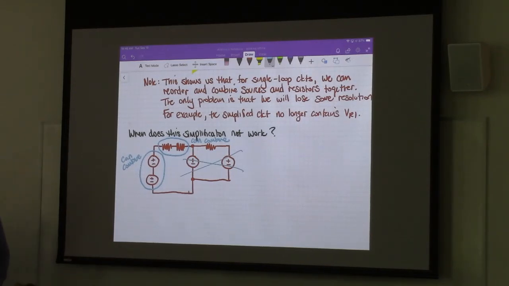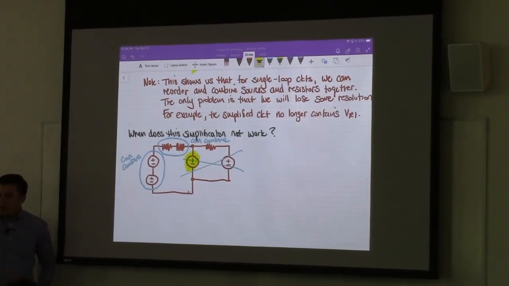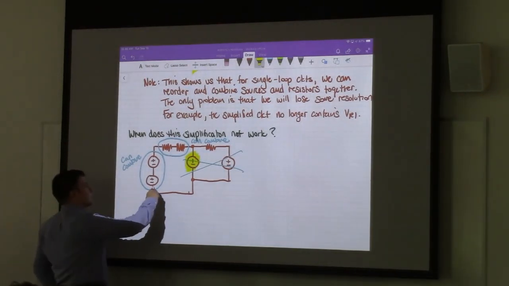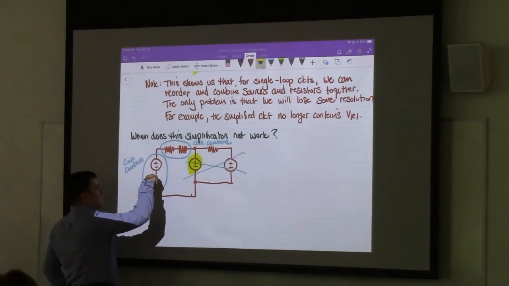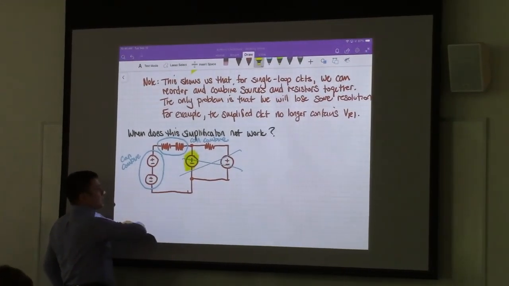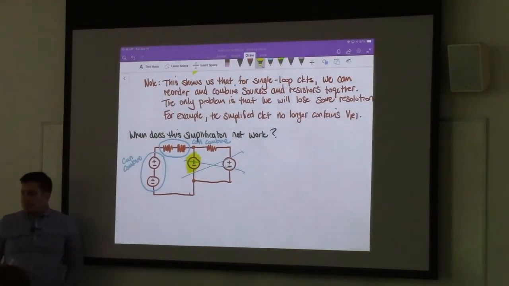And especially, you can't combine this one right here. That cannot be combined with the other two. They need to be part of the same single loop. And so over here, there's only one loop that addresses these two sources. They're in series with one another, so they can be combined. These two resistors, the same thing. Over here, you can't do that.